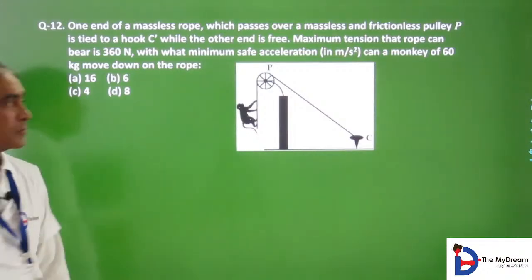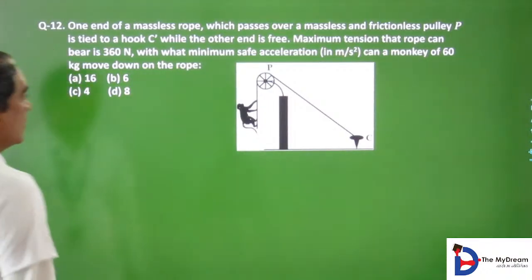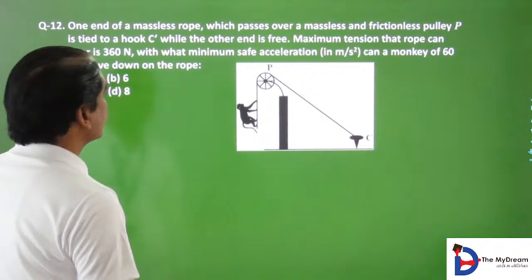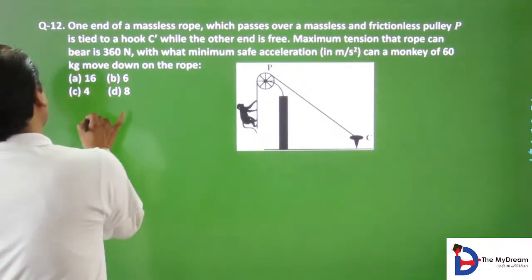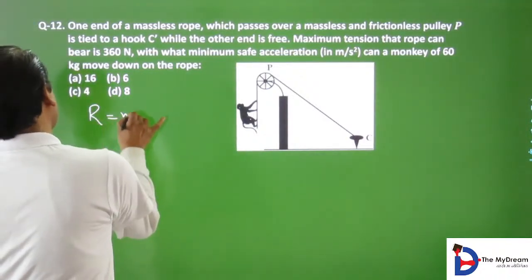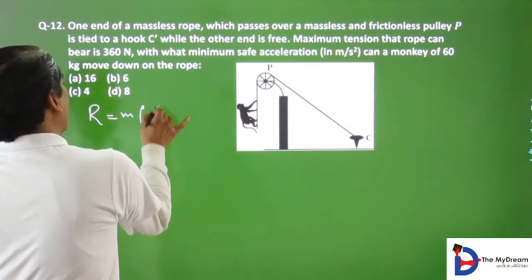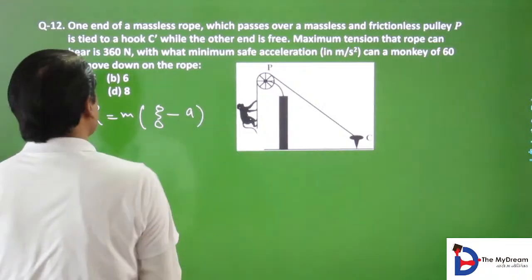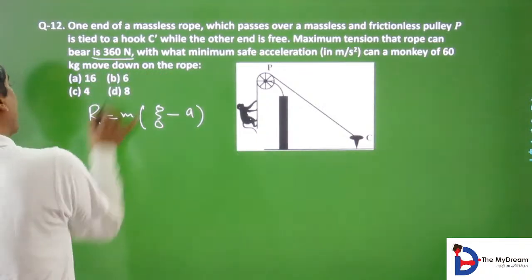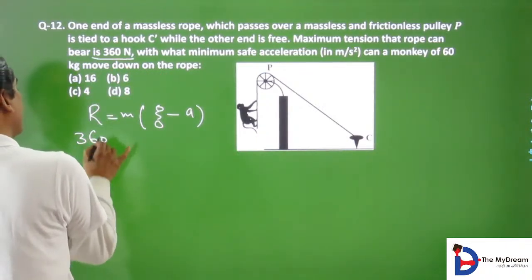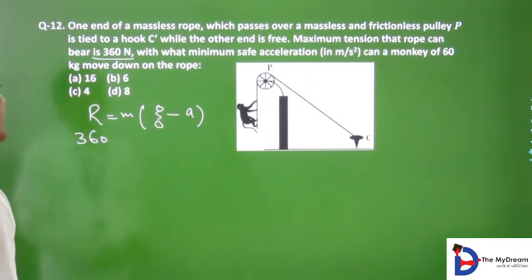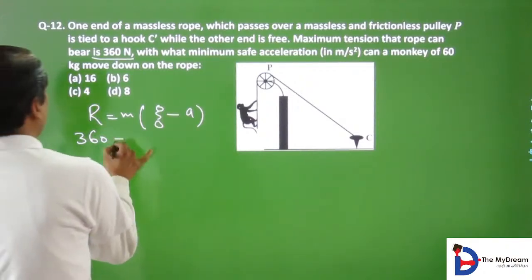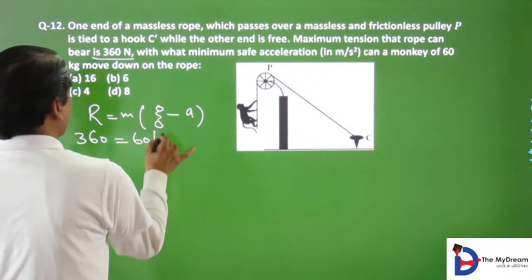Okay, the monkey is going down, so R equals mg minus A. This is the reaction, and this is 60.